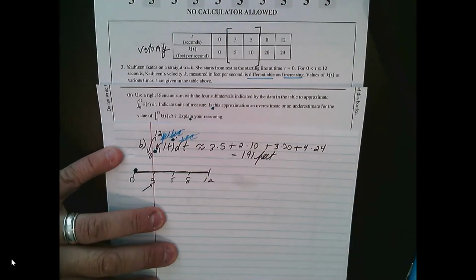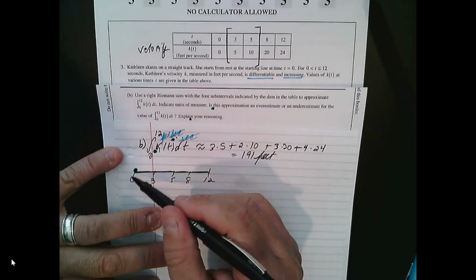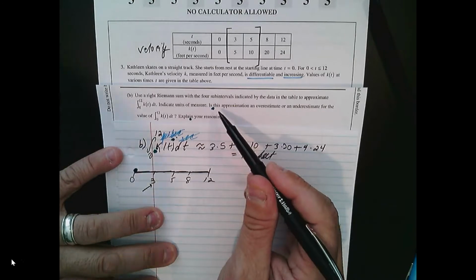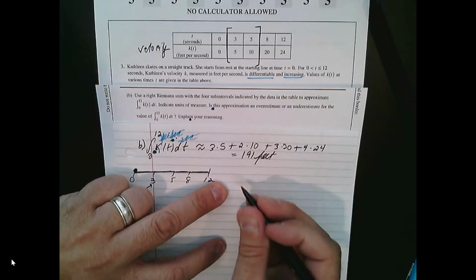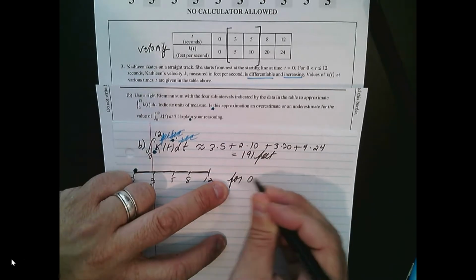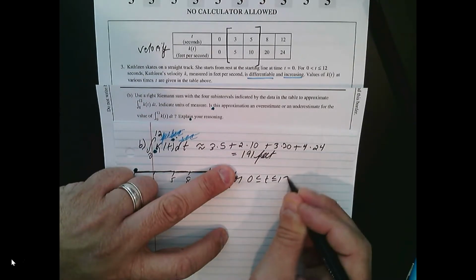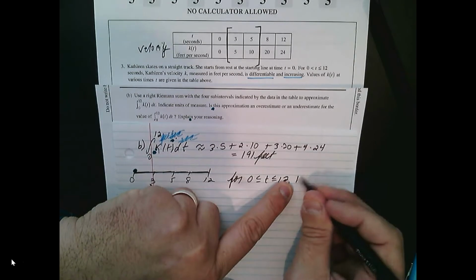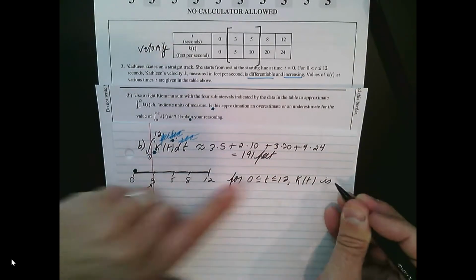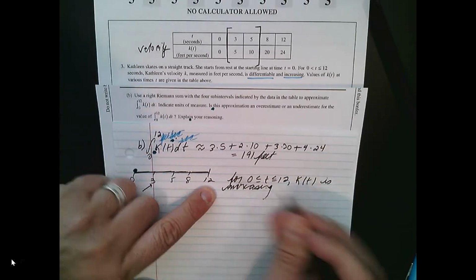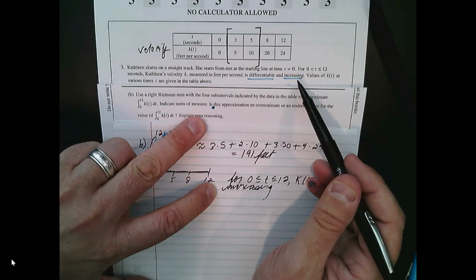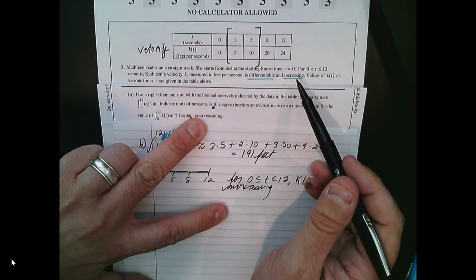You're going to have to explain to me what's happening to the function on this interval 0 to 12. Well, what do we know? We know that for the time interval 0 ≤ t ≤ 12, k of t is increasing. That doesn't come from the graph. That comes from the initial word problem. They told us that the graph was increasing.